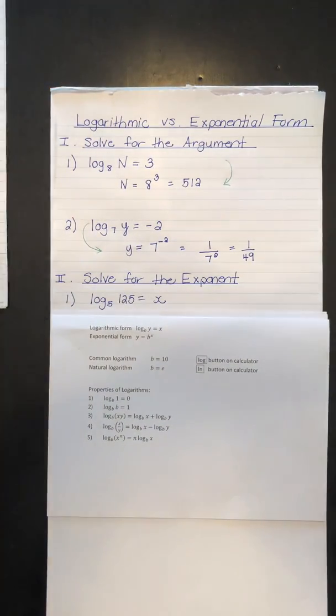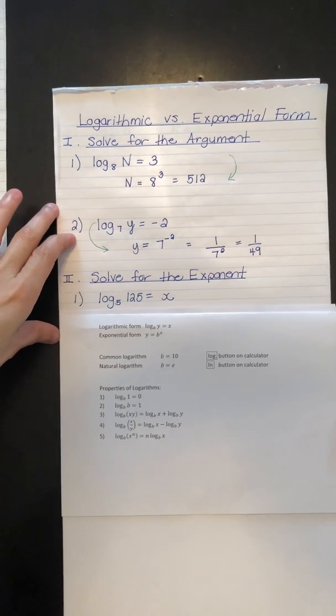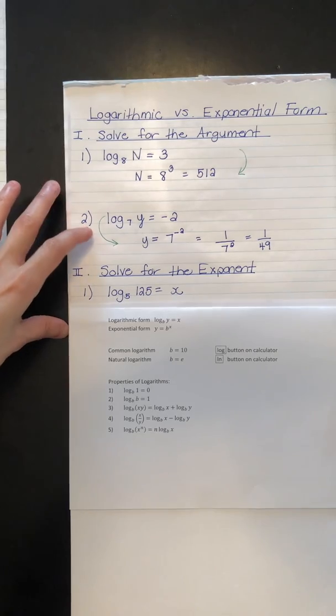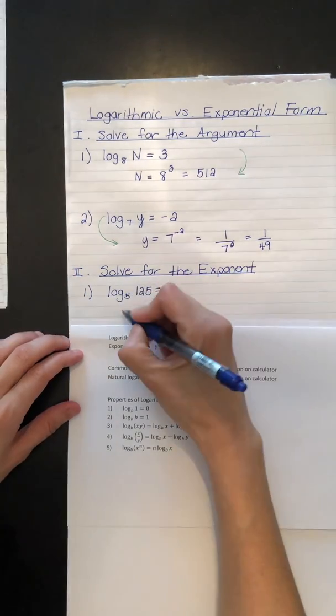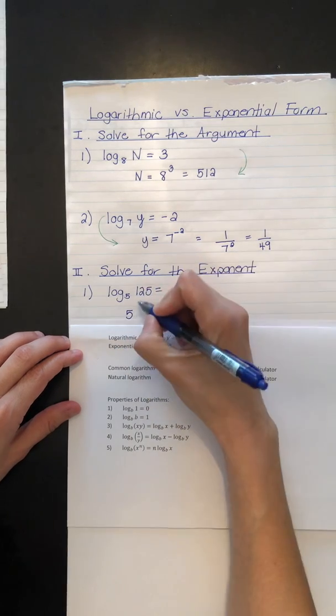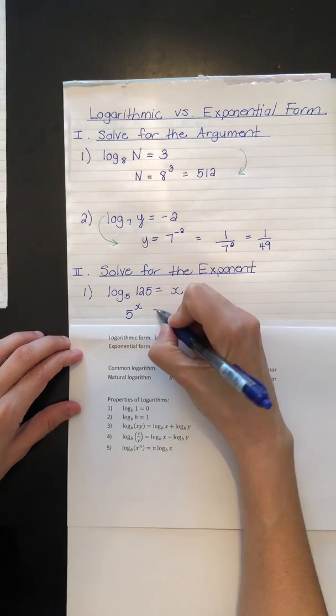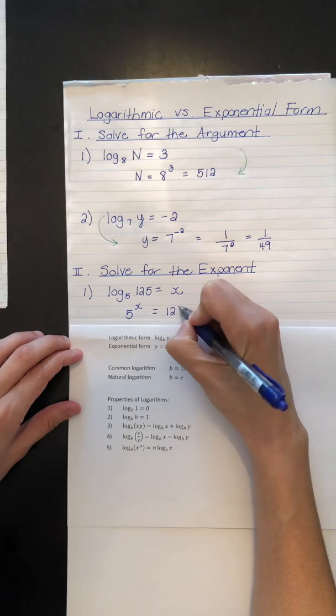Okay, here is our first example. This says that x is the logarithm of 125 with base 5. So we'll begin by switching the form of the logarithm. So we will have the base is 5 and the exponent is x. The base is 5, the exponent is x. We set that equal to the argument.